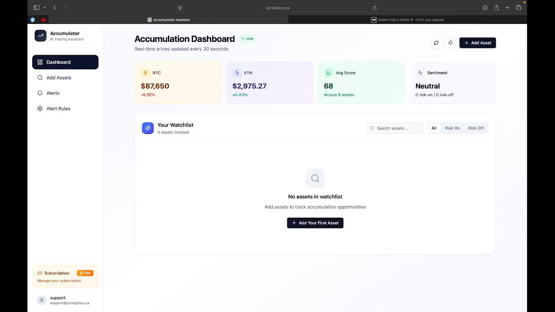So, what we got going on here today is Zonelytics Accumulation Dashboard. And I'm really into a lot of these tools because I feel like we have the technology that can really make a difference right now. And it's just mind blowing to me how people don't even see it. But let me give you a breakdown right now.